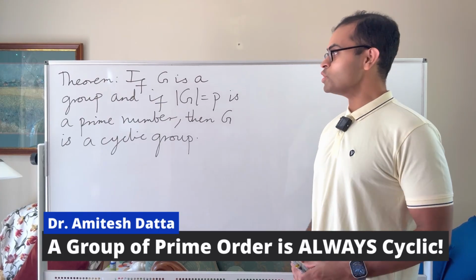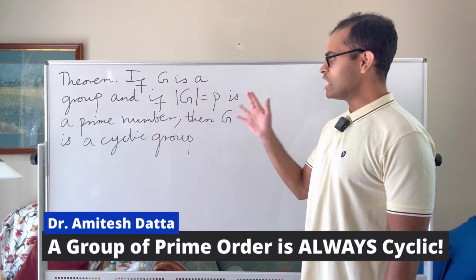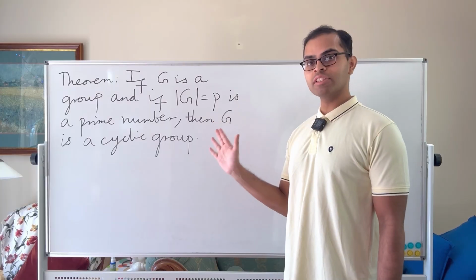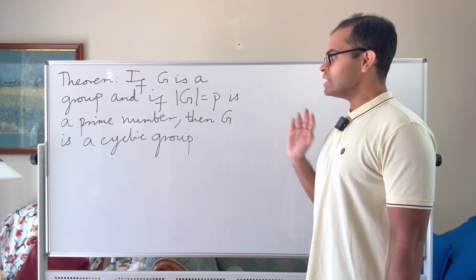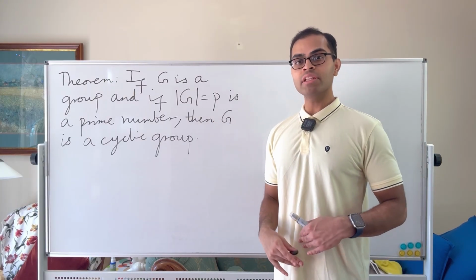Alright, so we have the following super cool group theory statement: if G is a group and the order of G equals p, a prime number, then G is a cyclic group. This is part of a family of beautiful statements.